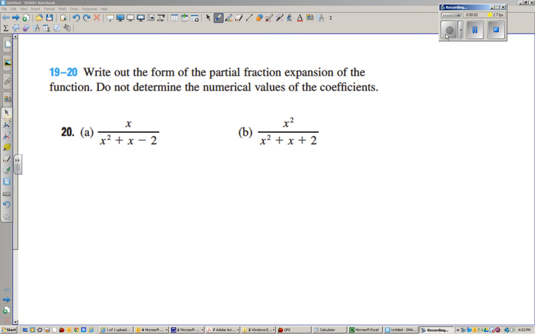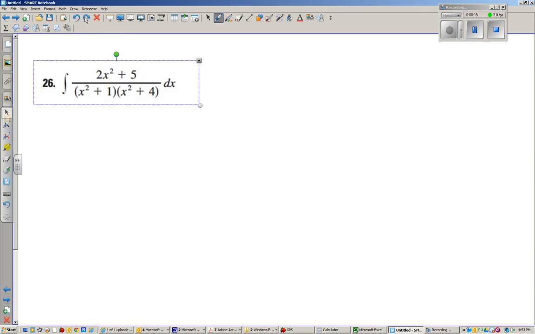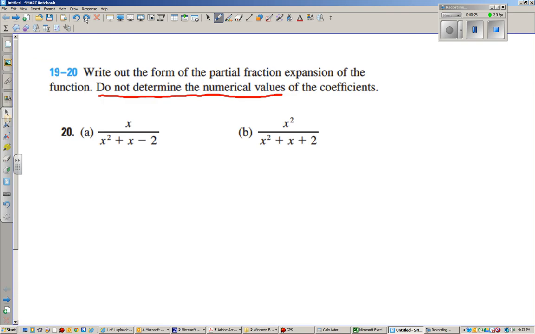So let's talk through this first problem, number 20, and they suggest here that we write out the partial fraction expansion and that we don't go to that next step. That is to say, do not determine the numerical values of the coefficients. So, stop short of finding that A and that B, and certainly we're not taking any integrals at this point. So take a look at that first one.